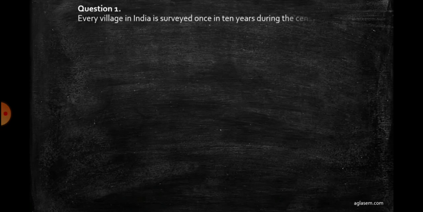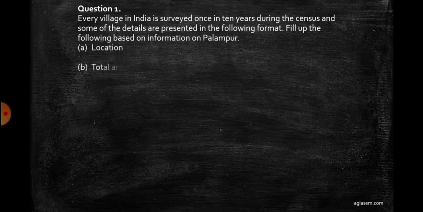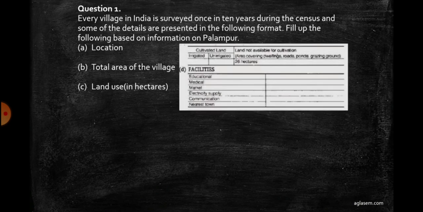Every village in India is surveyed once in 10 years during the census, and some of the details are presented in the following format. Fill up the following based on information on Palampur. First is location, second total area of the village, third land use in hectares. Location.